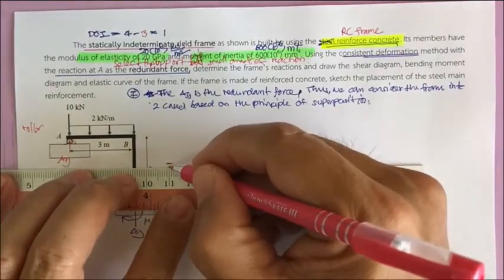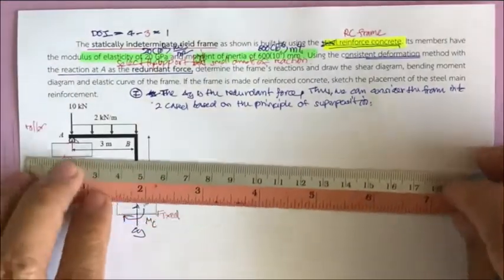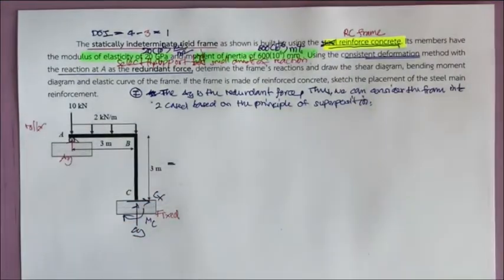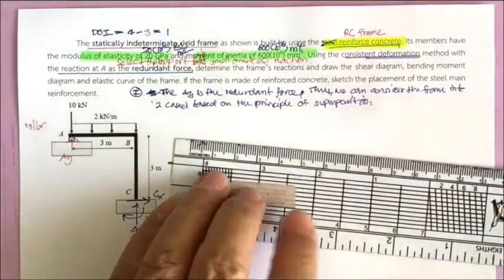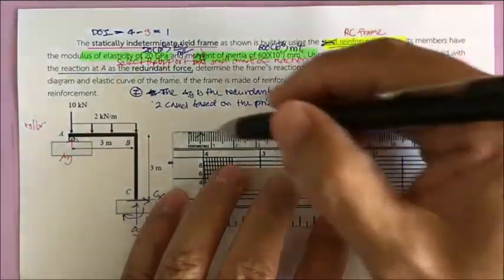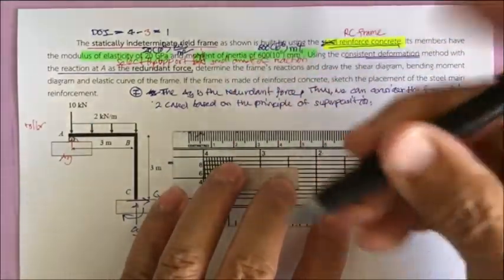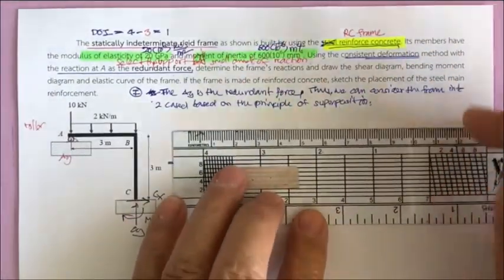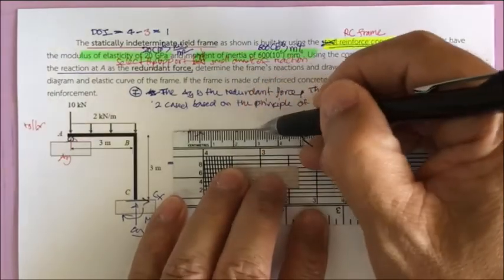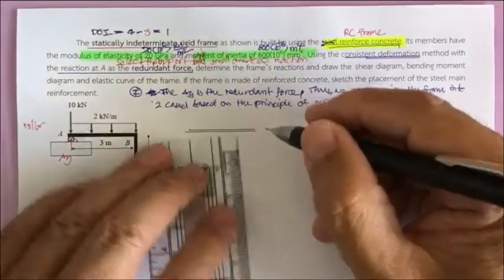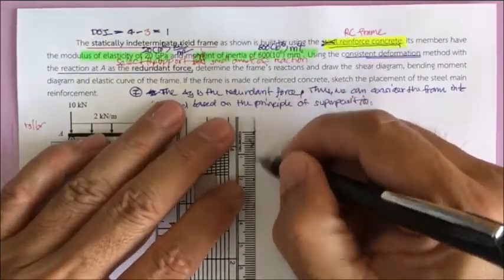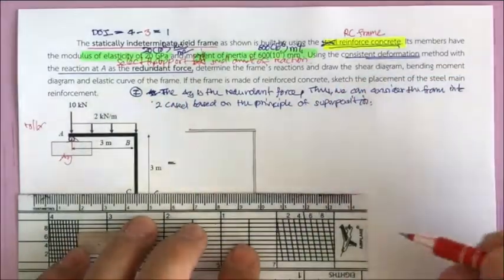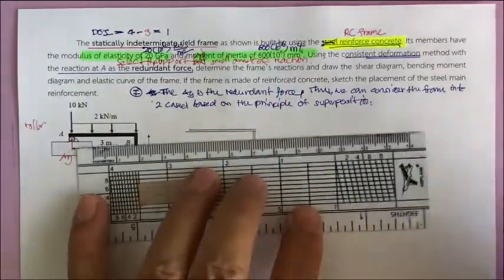So let's take this one, and if you measure, this is going to be about 3 centimeters. So our frame is going to be like this one. This is 3 centimeters. We put this one at 3 centimeters, and we separate the frame into 2 cases. So what are they? It's going to separate into 2 cases.